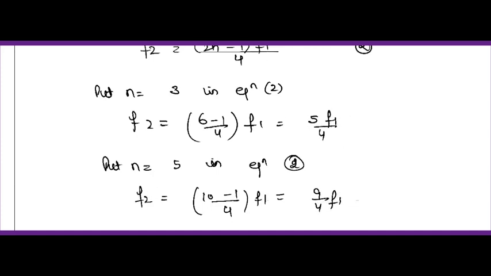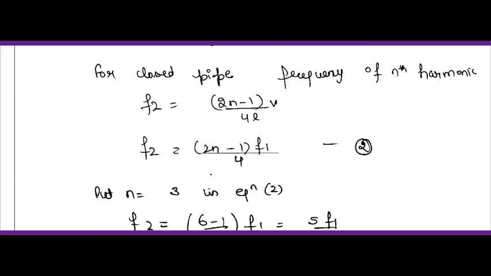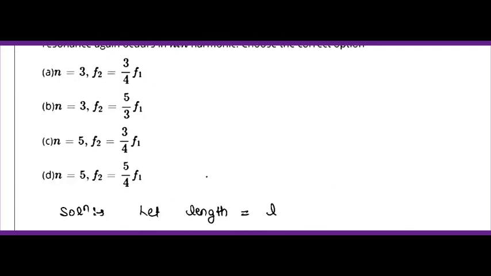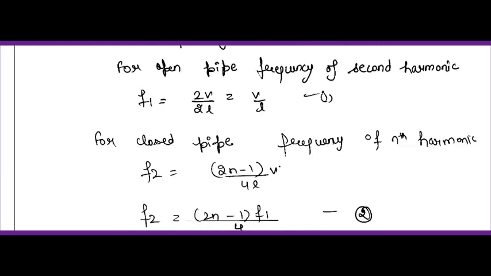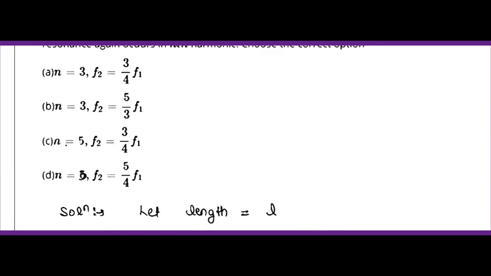So now we check which option is correct here. For n equals 3, our f2 is equal to 5 divided by 4 f1 here, and for n equals 5, we have 9 divided by 4 f1. This is a printing mistake here, as we have n equals 3, and this must be equal to 5 divided by 4 f1 here. So our option D will be correct here. Thank you.